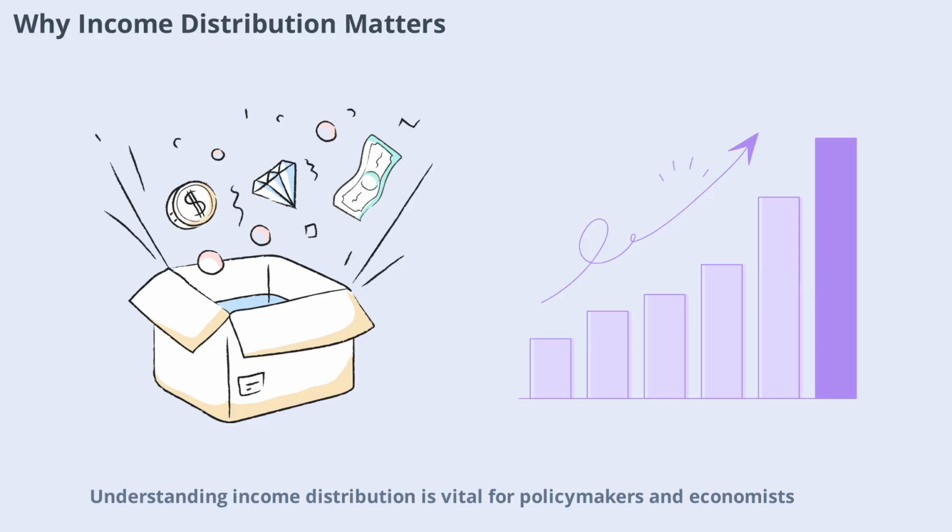Understanding income distribution is vital for policymakers and economists. It affects everything from economic growth to social stability. When income is distributed more equally, societies often experience higher levels of trust and cooperation. On the other hand, high inequality can lead to social unrest and hinder economic progress. By studying income distribution, governments can design policies that promote fairness and economic opportunity for all. This is why economists spend so much time analyzing how income is shared across different segments of the population.